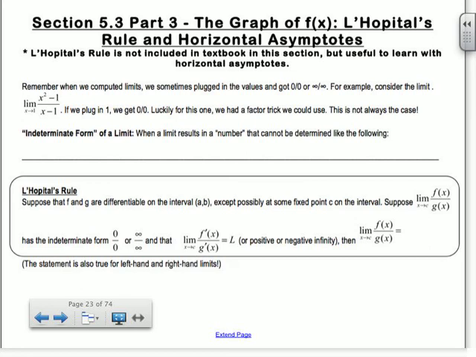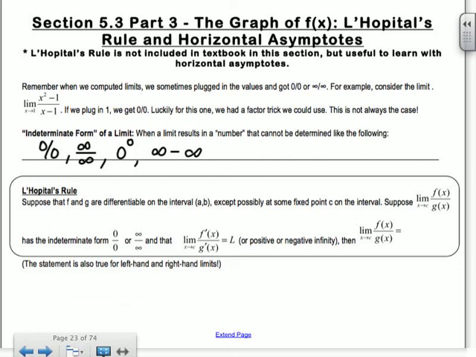An indeterminate form of a limit is when a limit results in a number that cannot be determined, like the following. You might have 0 over 0, infinity over infinity, 0 to the 0, infinity minus infinity, which most people think is 0. But what if you had a really big infinity, like x cubed minus x as x goes to infinity? So there are different things, and there are a lot of other ones, but those are the main examples we're going to deal with.